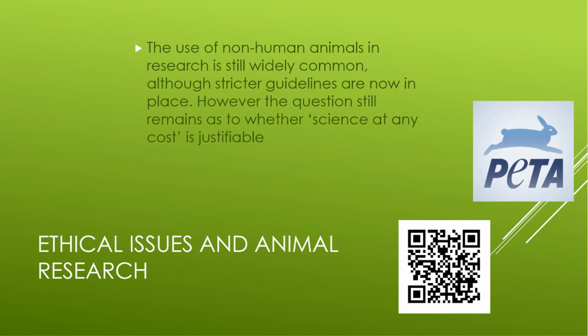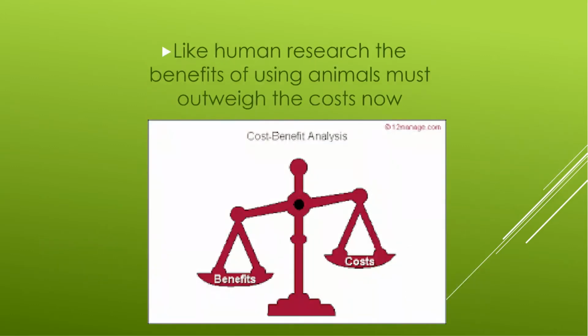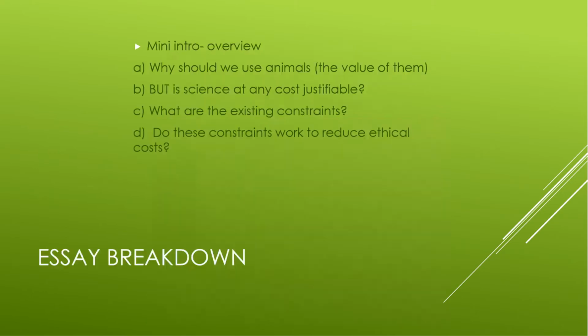Now, like human research, we've got to consider the seesaw of the cost-benefit analysis. So, do the benefits outweigh the costs? And if the costs outweigh the benefits, then we know that there is something ethically wrong going on there. So we need to consider this throughout the essay: does using animals make the costs rise, which therefore outdo the benefits that can be applied to humans, which we'll consider further within the essay. Now, here's a brief essay outline for yourselves, which has a quick mini introduction.